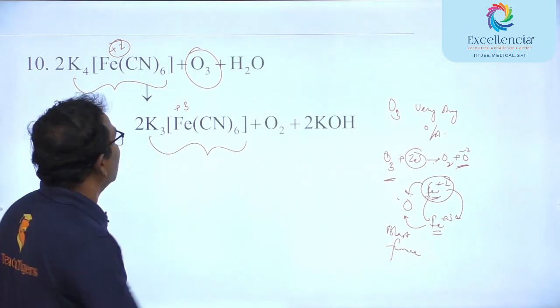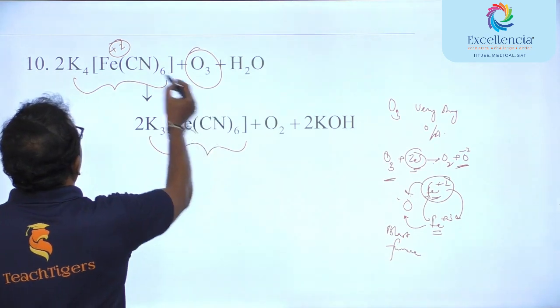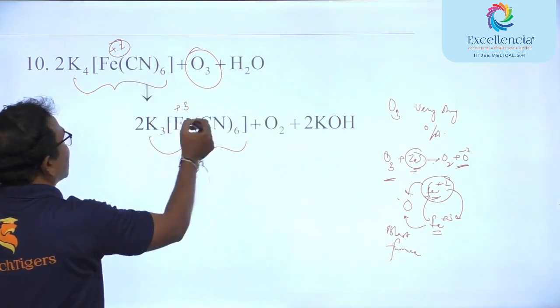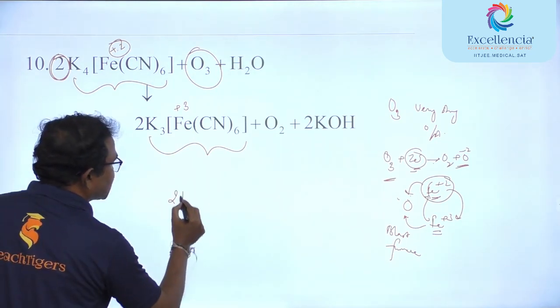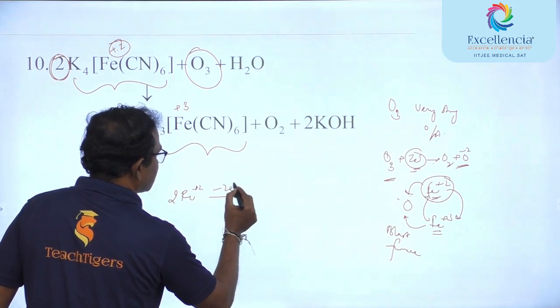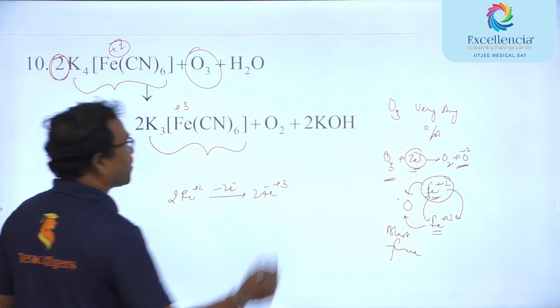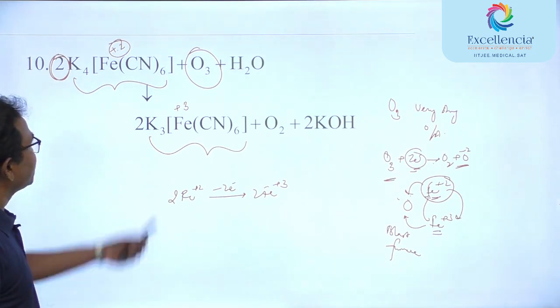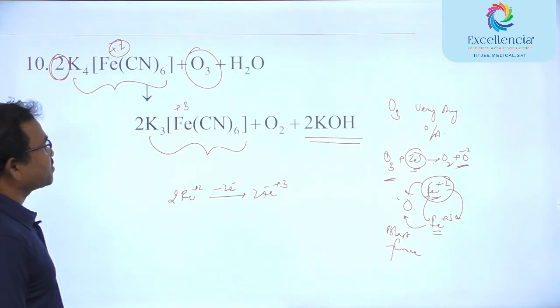As simple as that. Now, it is taking up 2 moles of electrons per mole, and definitely here plus 2 to plus 3 is 1. So here we need 2 moles of electrons. So 2 ferrous should definitely lose 2 moles and give you 2 ferric in general. That's it. Now where is this KOH coming from?